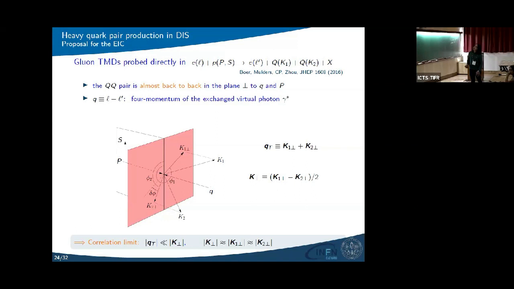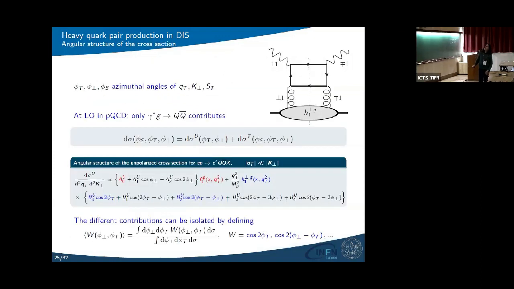And doing so at leading order, we can see that the process is dominated by this kind of diagram in which you have gluon photon scattering and the production of c c-bar. And we can express the cross-section in terms of the azimuthal angle of this q_T, K perp. And also, if you have a transversely polarized proton, we have phi_S, azimuthal angle of S_T. And we have an unpolarized cross-section, which is given here, and a polarized one, which depends on phi_S. And we have a lot of modulations.